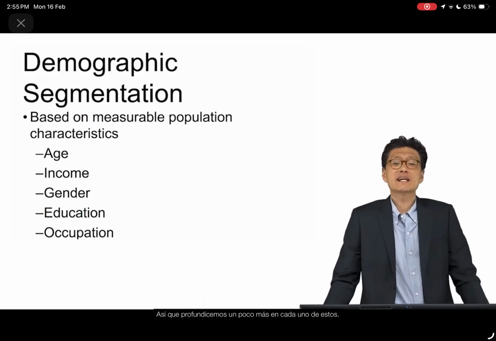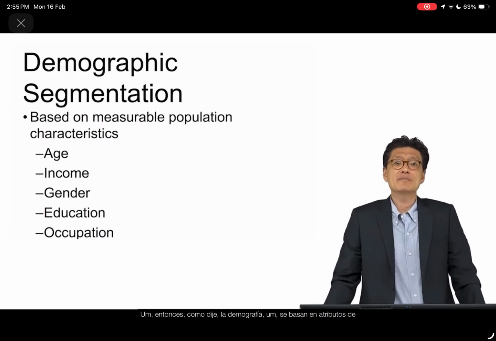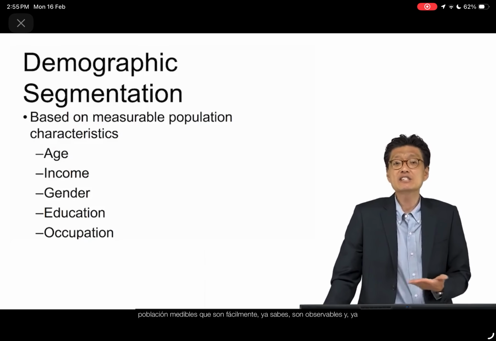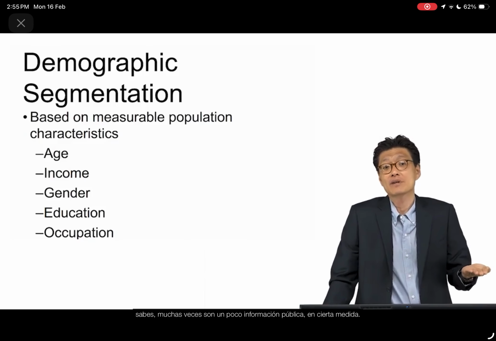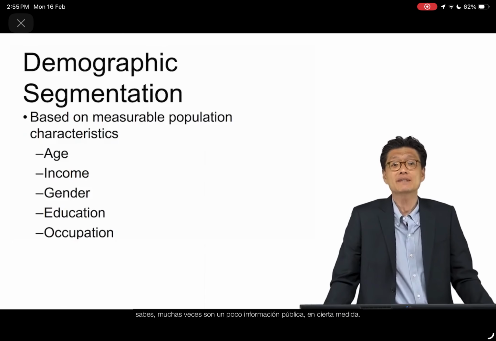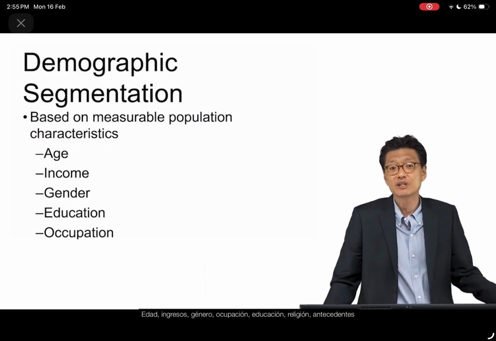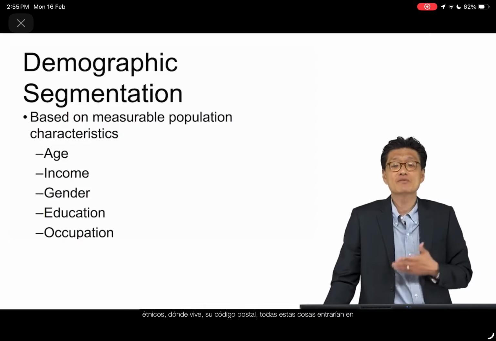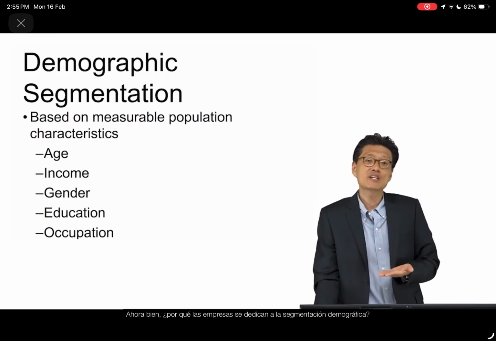So let's dig a little bit deeper into each of these. Like I said, demographics are based on measurable population attributes that are easily observable, and a lot of times they're kind of like public information to a certain extent. Age, income, gender, occupation, education, religion, ethnic background, where you live, your zip code, all of these things would fall under demographic segmentation. Now, why do companies engage in demographic segmentation?